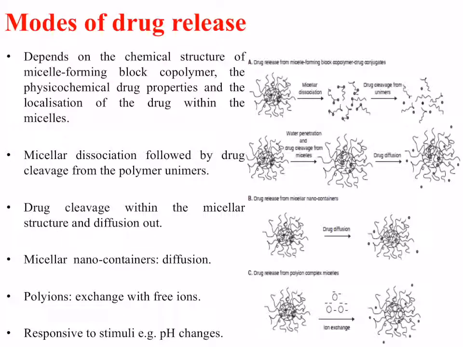The diagram on the right shows some of these particular methods by which this can occur, and will obviously depend on the type of interaction the drug has with the micelle, whether it's ionic, hydrophobic, or whether it's chemically bonded and requires an enzyme, for example, to cleave it. So these are all the different situations outlined in the diagram on the right.